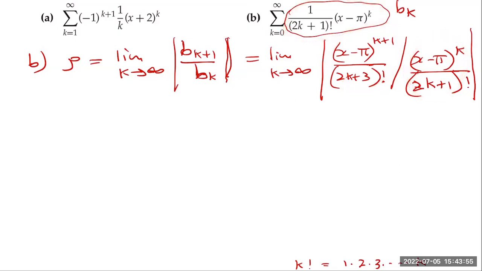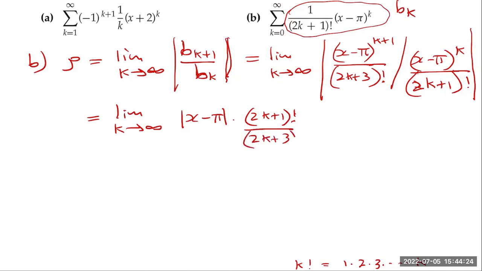Now we need to compute that limit. So how do we compute that limit? First of all, let's apply the reciprocal rule there. The limit as k approaches infinity, if you do the reciprocal rule, you will get the absolute value of x minus pi times (2k plus 1) factorial divided by (2k plus 3) factorial. How would you simplify this? This is not bad, actually.